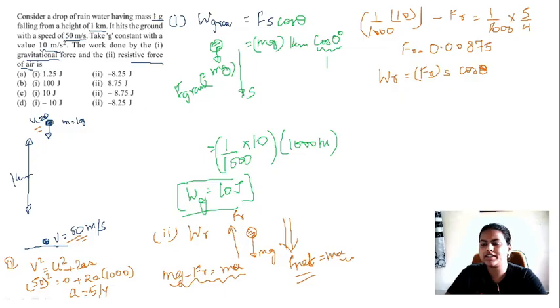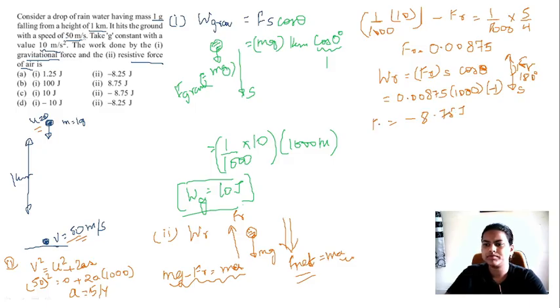The work done by air resistance is equal to force into displacement into cos theta. Theta at this time, because the force is acting upward and the displacement is in the opposite direction, is 180 degree. So the value of cos 180 degree is minus 1. Substituting all the values, it would be 0.00875 into 1000, which is 1 kilometer, into minus 1. When you solve it, it would be minus 8.75 joule, the work done by the air resistance.